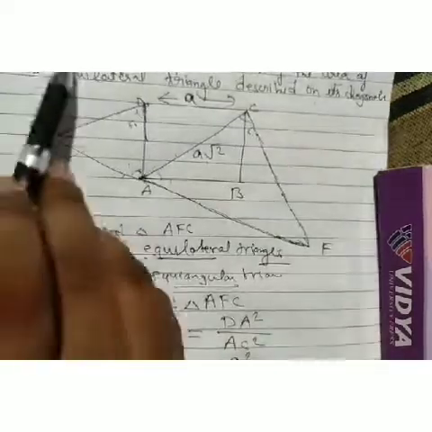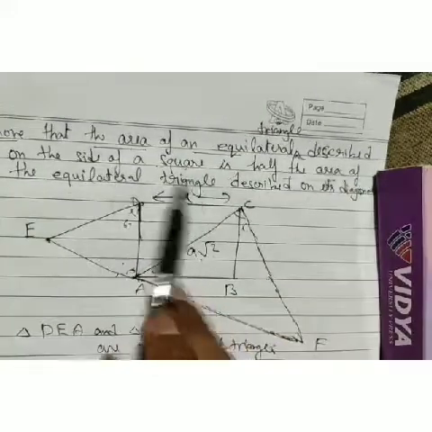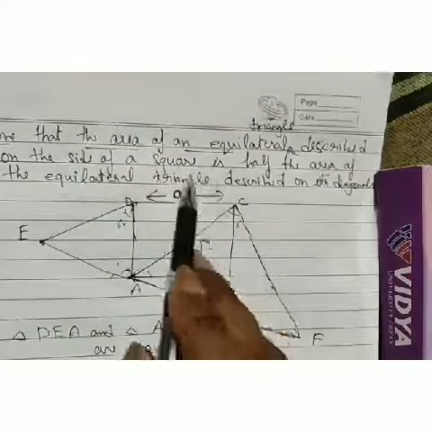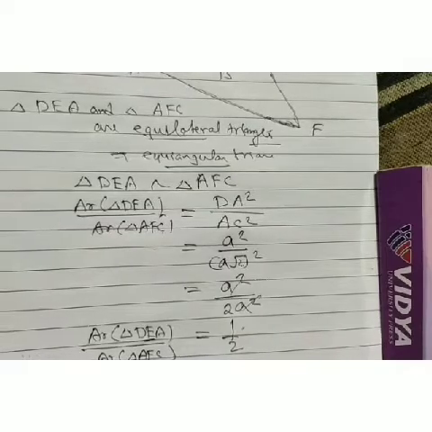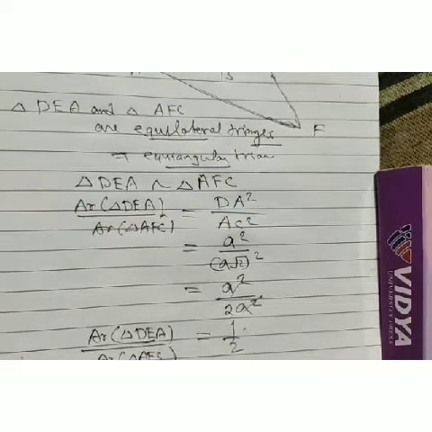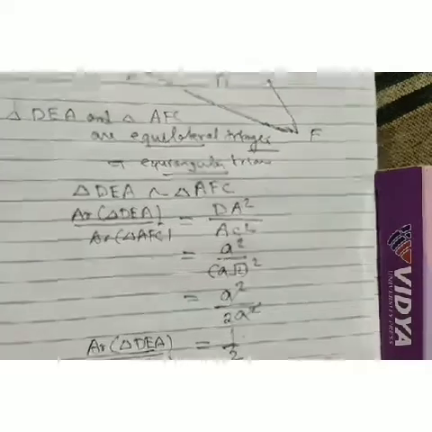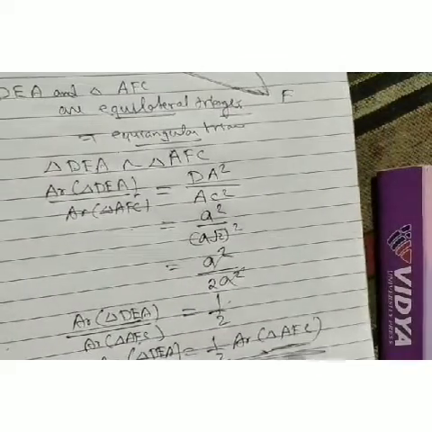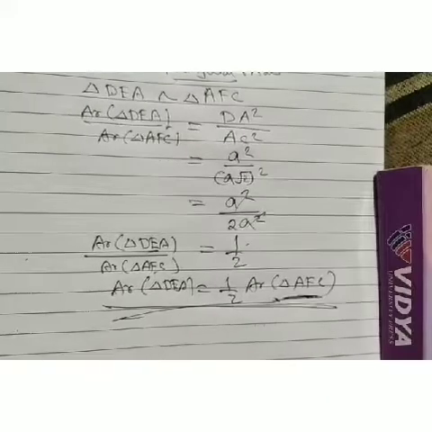What we have to prove is that the area of an equilateral triangle described on the side of a square, this triangle described on the side of a square, is half the area of the equilateral triangle. Area of triangle DEA is equal to half the area of triangle AFC, which is described on the diagonal. This is our required result for today.